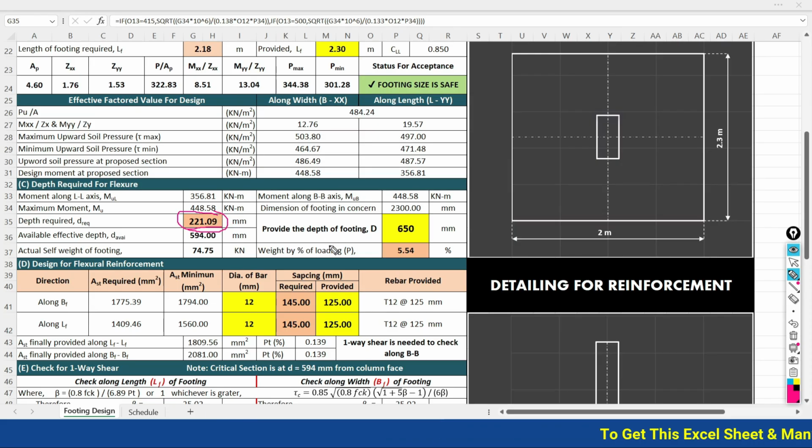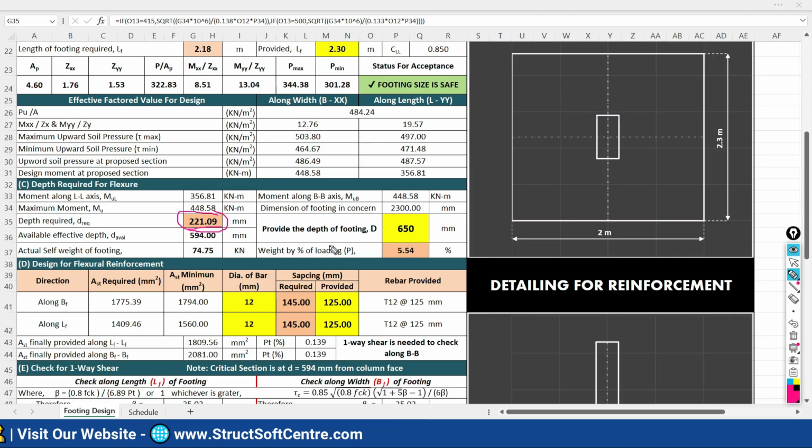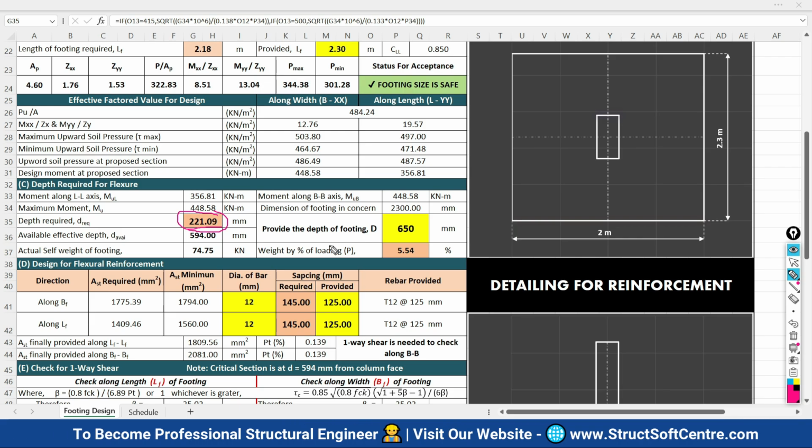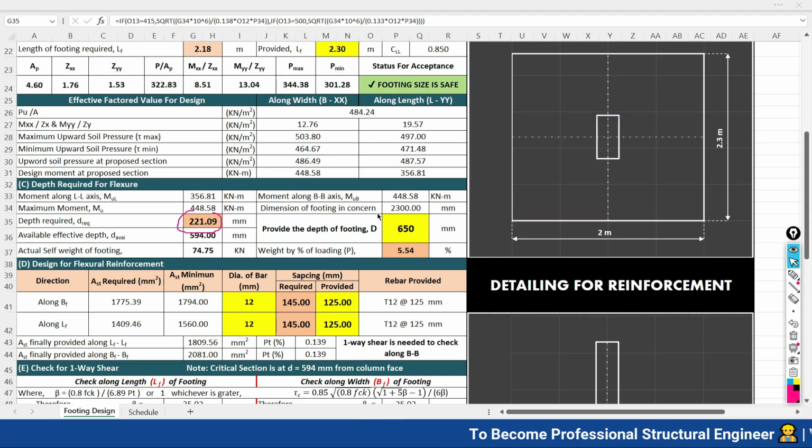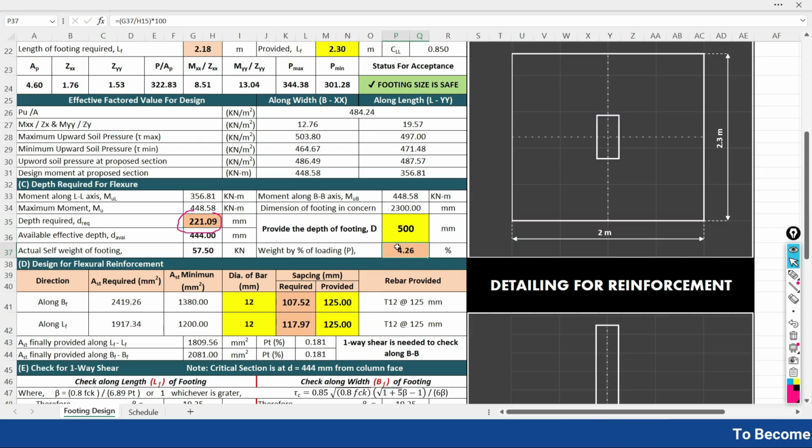But for your kind information, the depth of the foundation mainly governs for shear instead of flexure. There are two types of demands of the foundation depth. One is your flexural demand, the second one is your shear demand. Normally the depth requirement is going to be governed by shear demand instead of flexural demand. So instead of directly using 221.09, I would like to go with a 500 depth of the foundation, overall depth of the foundation.